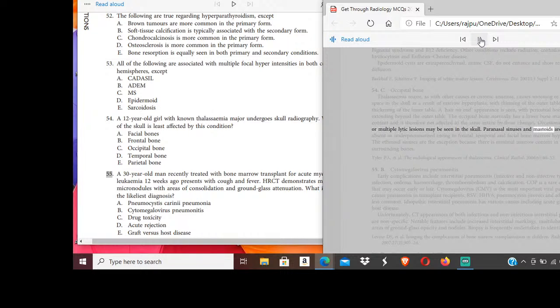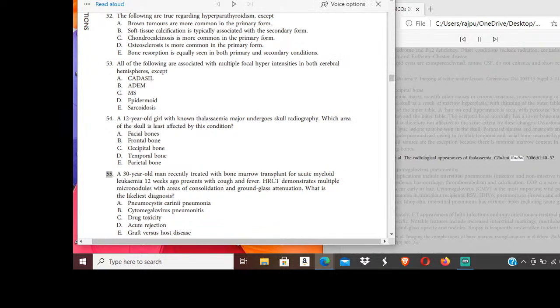Paranasal sinuses and mastoids are often absent or underpneumatized owing to frontal, temporal and facial bone marrow hyperplasia. The ethmoid sinuses are the exception because there is minimal marrow content in the surrounding bones. Tyler PA, et al. The radiological appearances of thalassemia. Clinical Radiology.